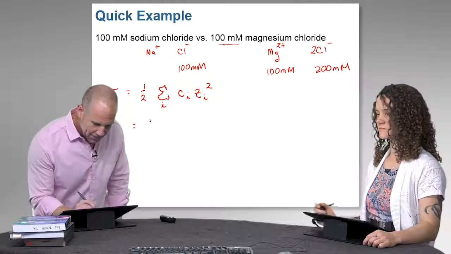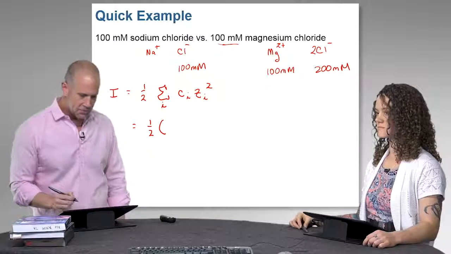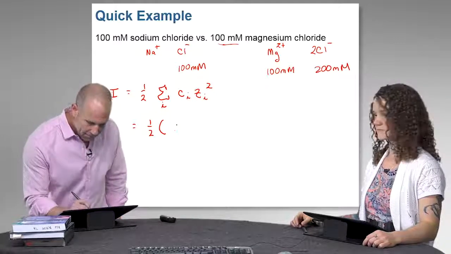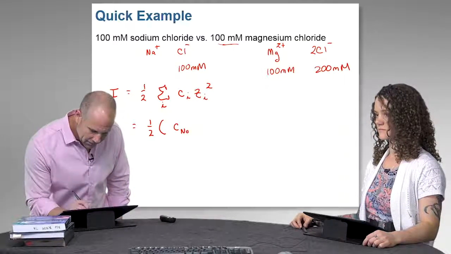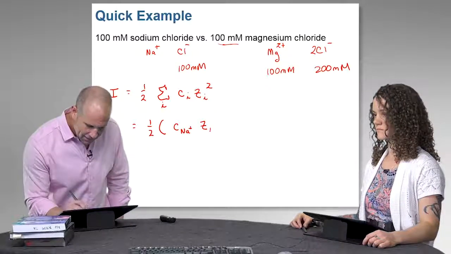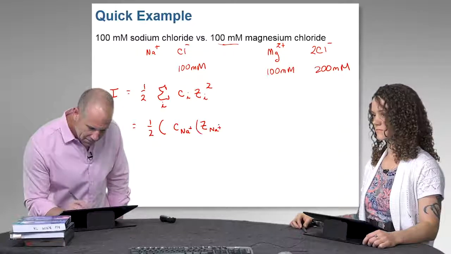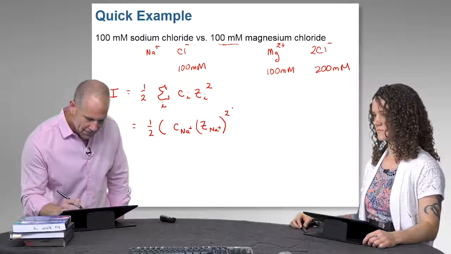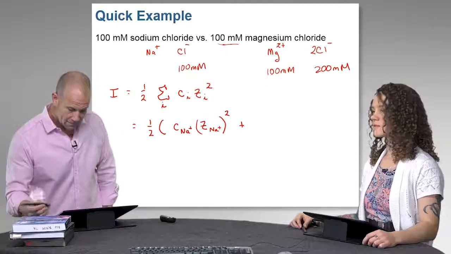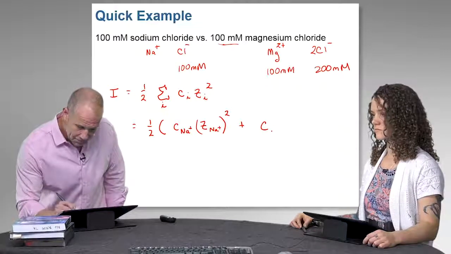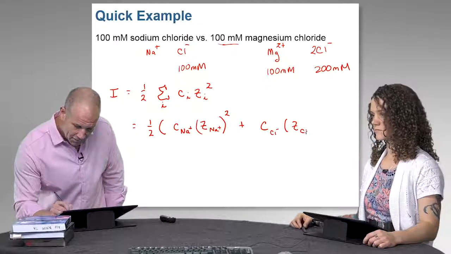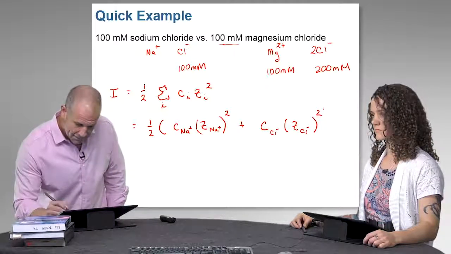So we're going to have 1/2 out front of all of this, and we're going to take the concentration of sodium ions. Sometimes you'll even see it written as the concentration of sodium ions times the charge of sodium squared, that's 1 ion, right? And then we're just going to add as many ions as there are. So this will be the concentration of chlorine minus times the charge of chlorine minus squared.